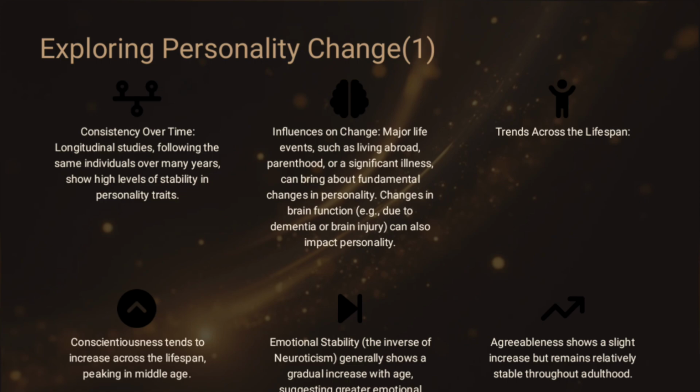So, trends across the lifespan. Conscientiousness tends to increase across the lifespan, peaking in middle age. Emotional stability, the inverse of neuroticism, generally shows a gradual increase with age, suggesting greater emotional stability. Agreeableness shows a slight increase but remains relatively stable through adulthood.